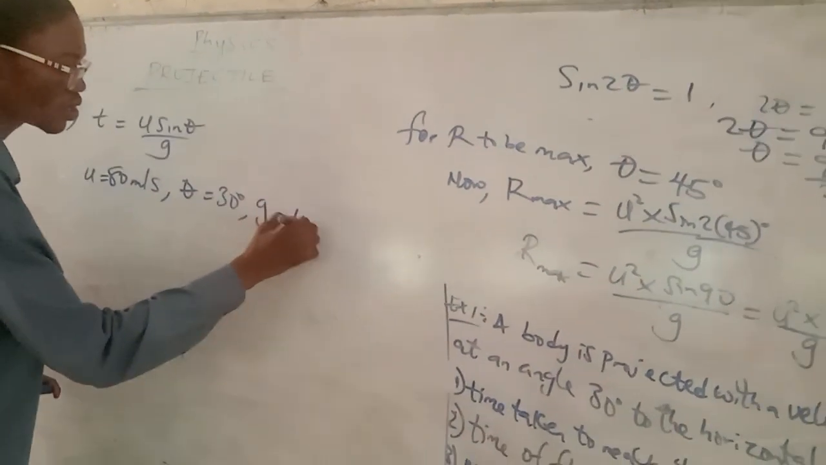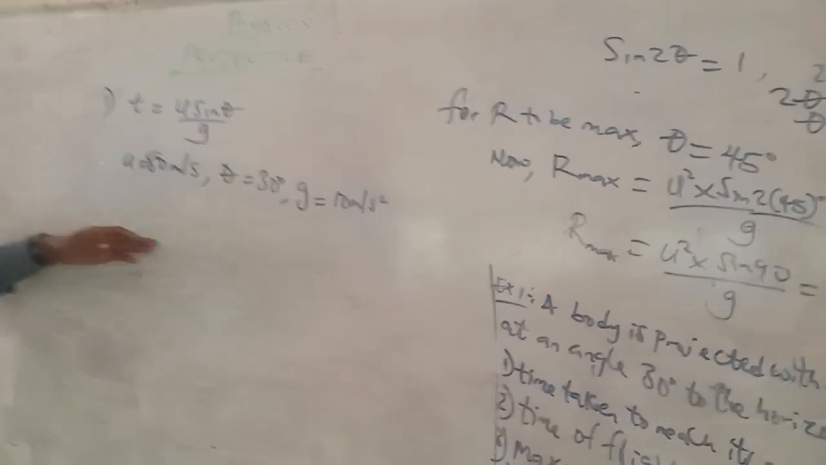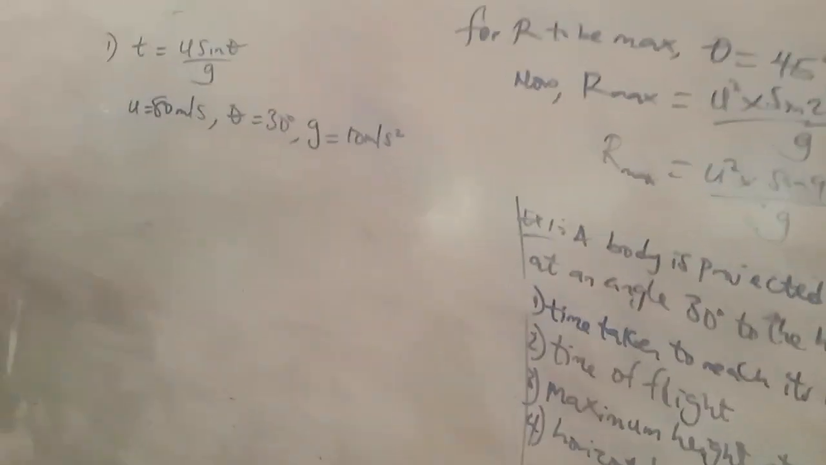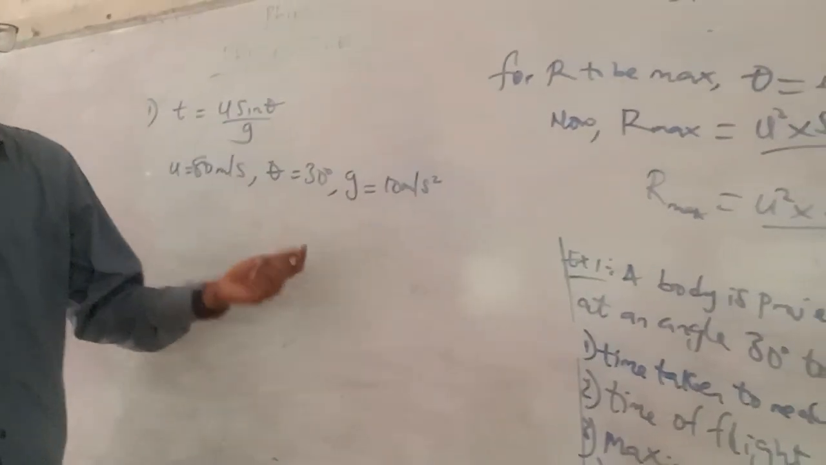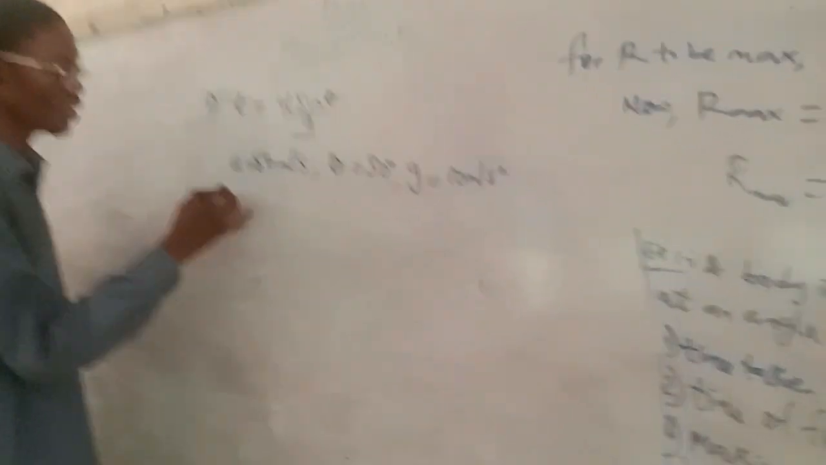Which other parameters do we have? And our g is what? 10 meters per second squared. Now let's substitute these parameters into our formula and see what we are going to get. Substituting our given parameters, let's see what we are going to have.